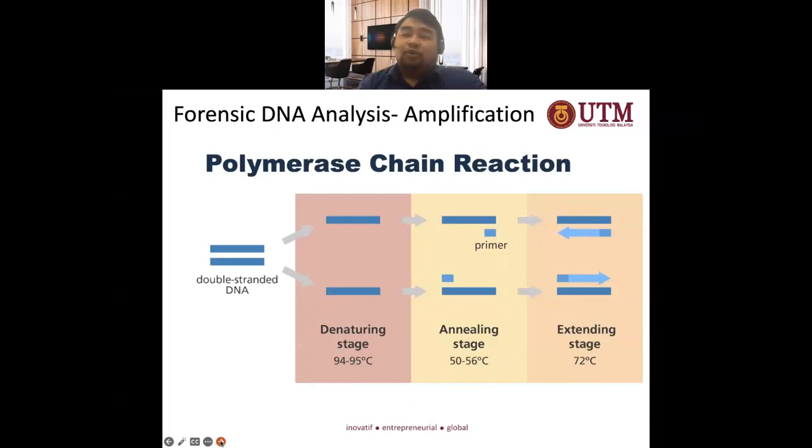We amplify our DNA to a number that is easier for us to detect. So you have also heard about PCR during this COVID-19 pandemic, right? So this is what they do. Basically, your double-stranded DNA will undergo three stages, which is denaturing stage, and then it undergoes annealing stage and extending stage.